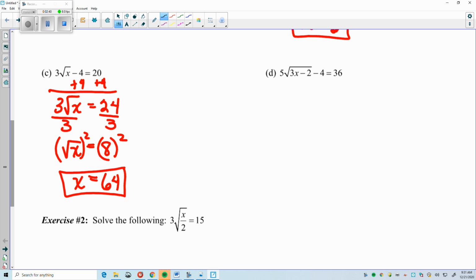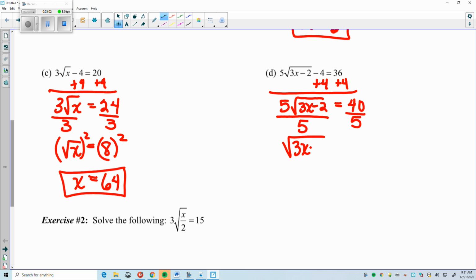Okay, same idea on letter D. Want to move everything away first. So again, we're going to start by adding the 4 over. It's kind of like a reverse order of operations. And over here, I get 40. Again, like what we did in letter C, I'm going to divide through each side by 5. So now I'm left with the square root of 3x minus 2, and on this side, I'm going to have 8.